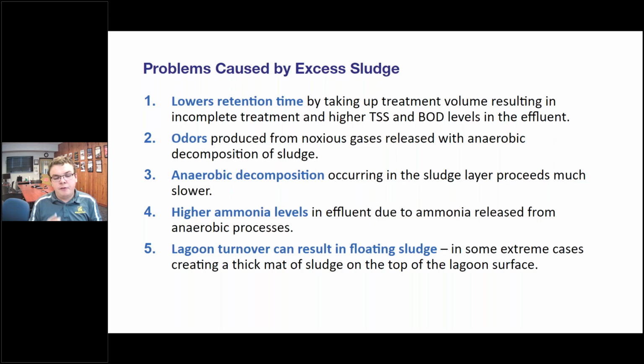And then finally, you could have something called lagoon turnover, causing floating sludge. We'll talk a bit more about lagoon turnover a little later in the presentation, but it's simply where you're getting thick mats of sludge coming up to the surface, and you may have a lower sludge layer, you may have a lot of liquid space, but that sludge layer is coming up towards the surface. So you're getting a lot of suspended solids, a lot of odors, and a lot of BOD from that unwanted mixing.